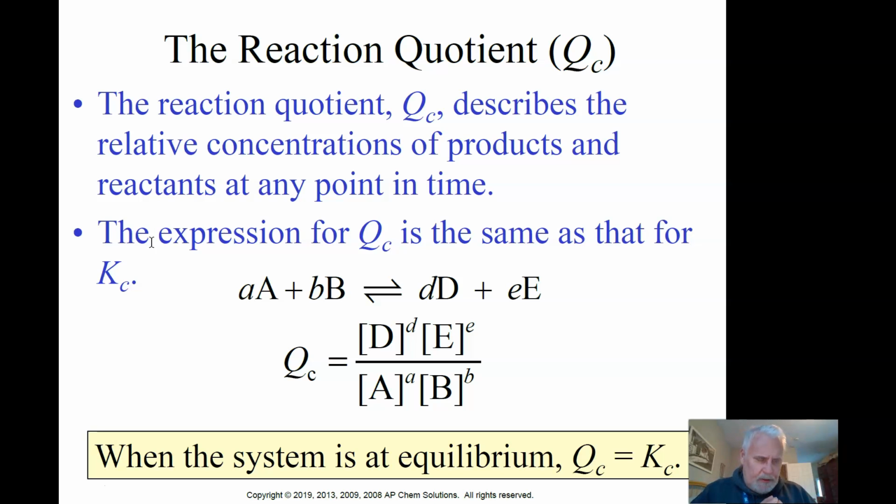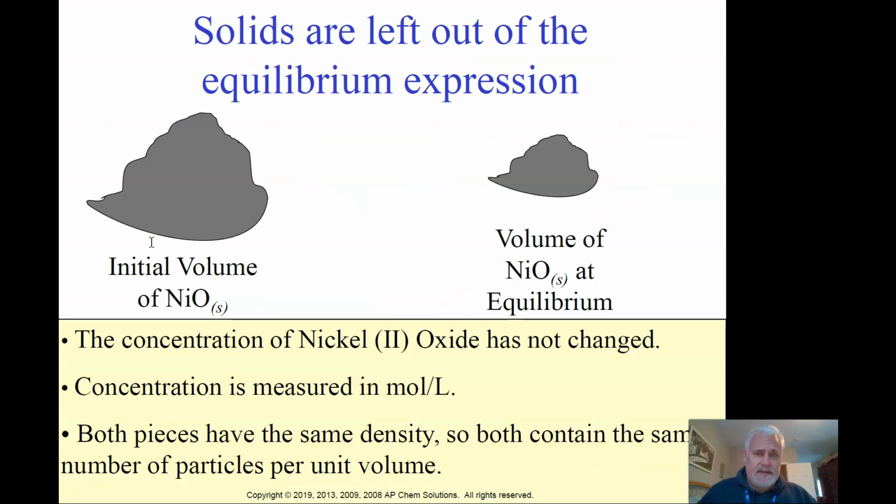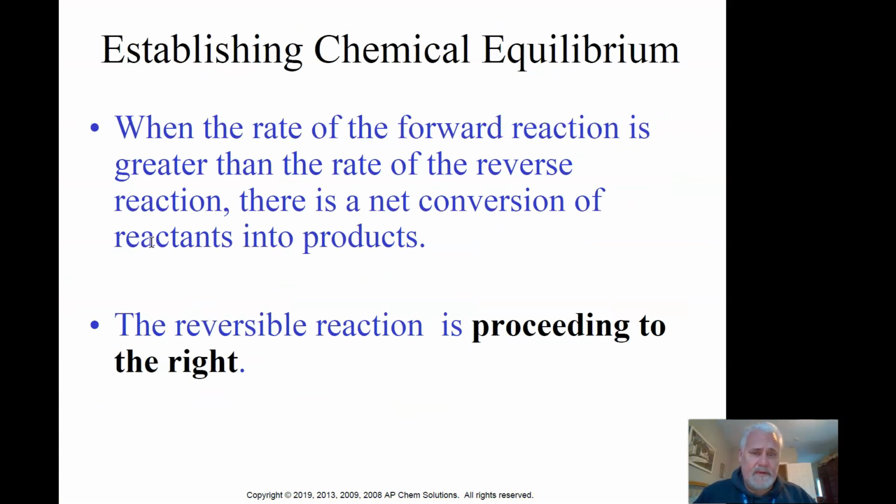Okay, so an equilibrium system doesn't have to be at equilibrium at a given moment. If Q is equal to K, then yes, it's at equilibrium. But I think this is best described, and just bear with me, I'm going to go back quite a few slides here.